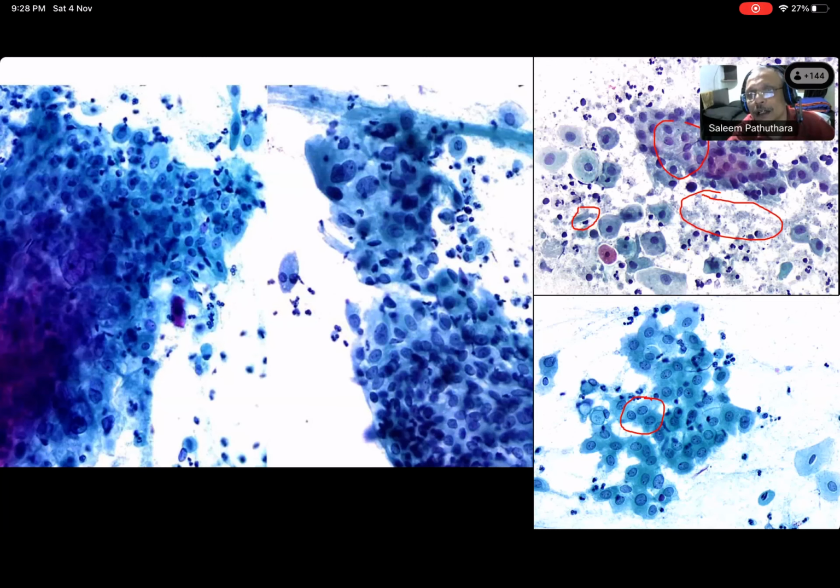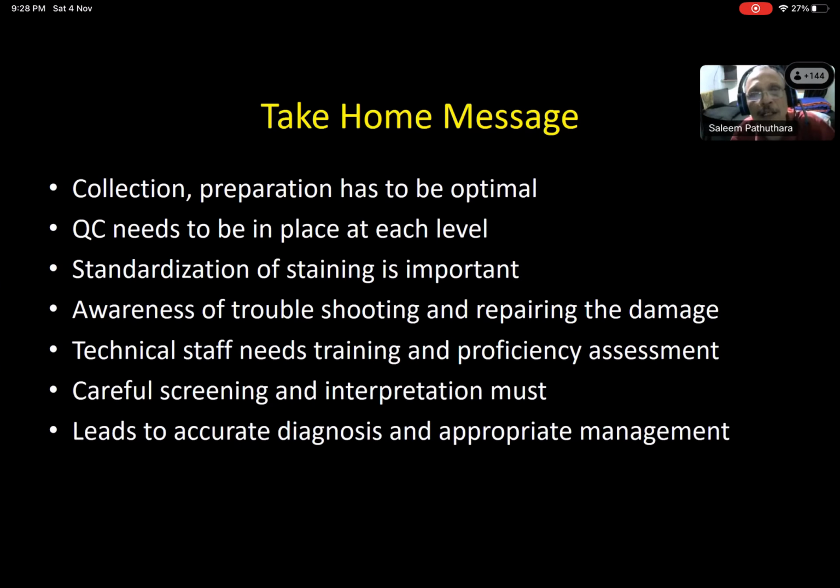This is the end of the cases, and I will go to my take-home message. This is my last slide. To conclude, collection and preparation have to be optimal. We have to be very careful about the standard operating procedures pertaining to the lab, so that your smear will be proper. And quality control needs to be in place at each level of the smear journey, right from the collection till the submission and reporting.